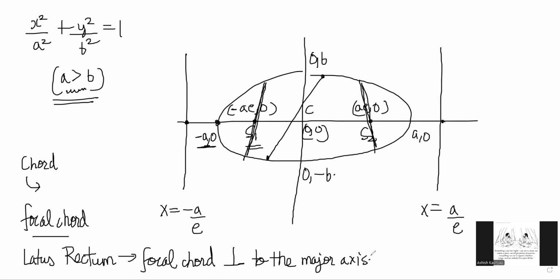So which focal chord will that be? This will be the focal chord that is like this here. So for the equation of the latus rectum, there will be two of them. One will be at x equal to -ae and one will be at x equal to +ae. So if you want, you can find out the length of the latus rectum also, which we'll do now.